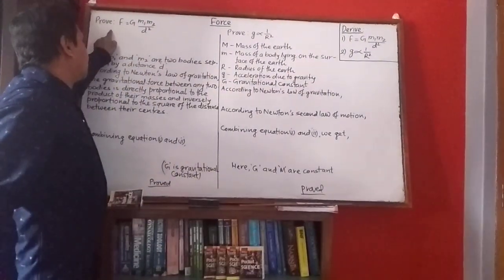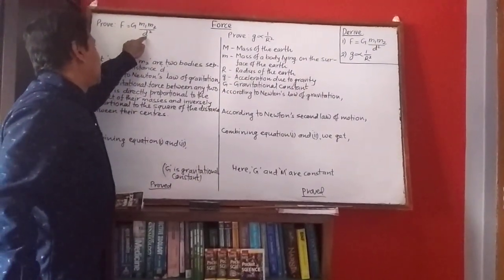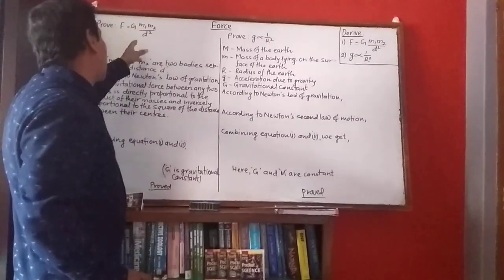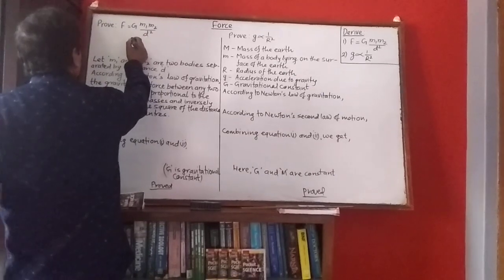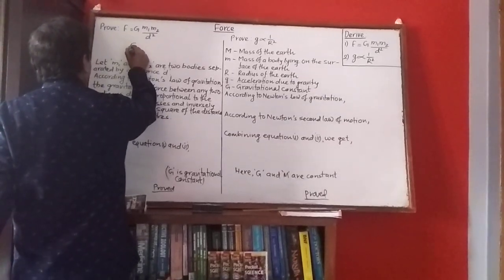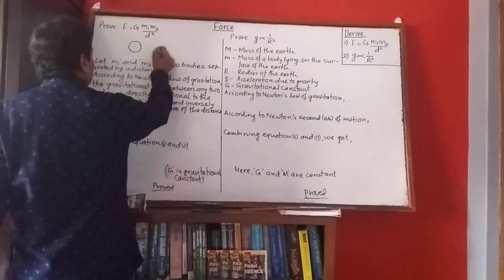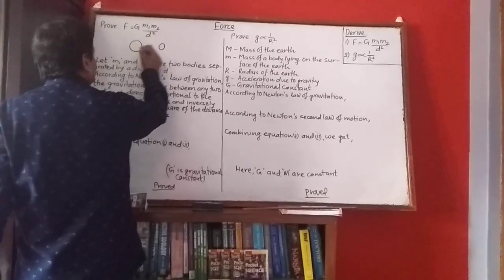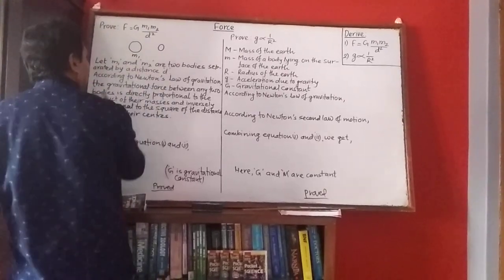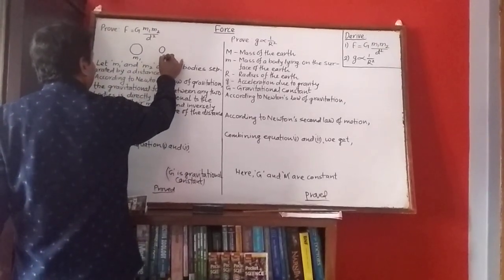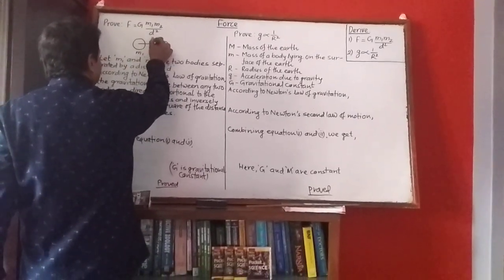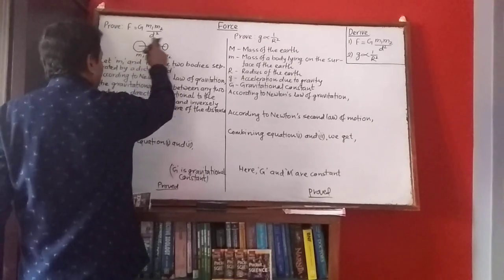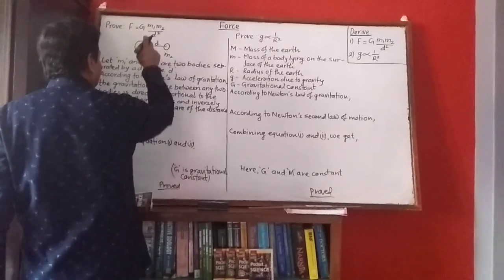If you are told to prove F equal to G m1 m2 by d square, first we have to understand the meaning of these symbols. For this, I am going to draw something. Look at this. Let's say this is a body, and this is another one. The mass of this body is, let's say, m1. The mass of the second body is m2. And they are separated by a distance d. m1 is the first mass, m2 is the second mass, and they are separated by a distance d.